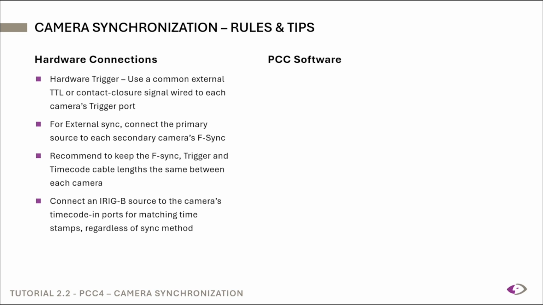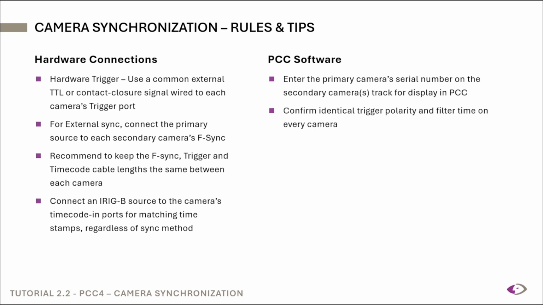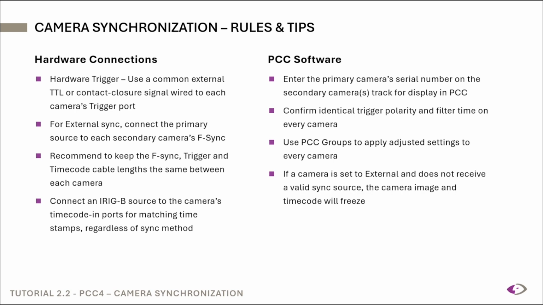And in the software, as discussed, it is recommended to enter the primary camera serial number into all secondary camera tracks. This ensures proper display in PCC. Next, confirm identical trigger polarity and filter time on every camera. Use PCC groups to apply adjusted settings to every camera. Be aware that if the camera is set to external and does not receive a valid sync source, the camera image and timecode will freeze. And remember, do not use software triggers with synchronized cameras. Hardware triggering is required.